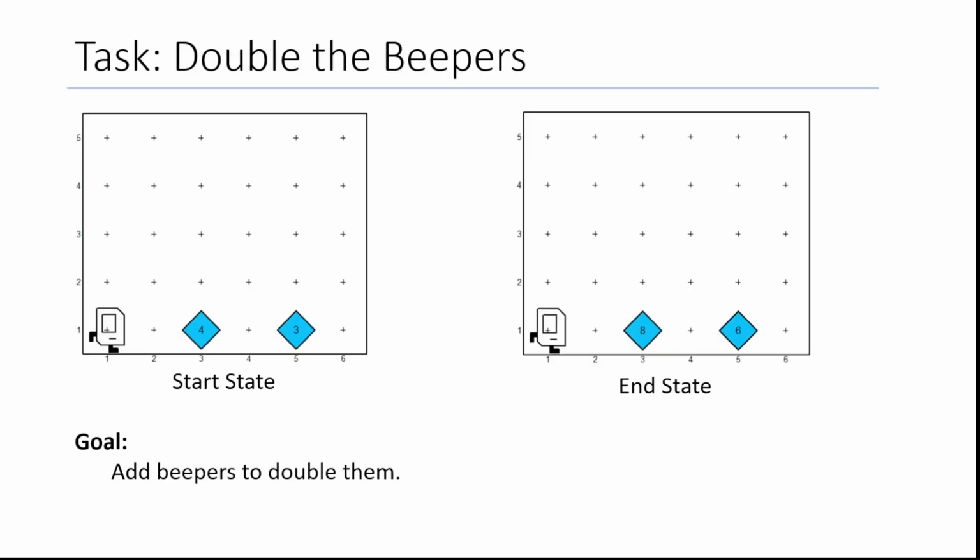In this task, Karel has to walk through the first row of the grid and double the number of beepers on each corner where beepers are present. For example, if a corner has 3 beepers, Karel should add 3 more to make it 6. Let's go to PyCharm.